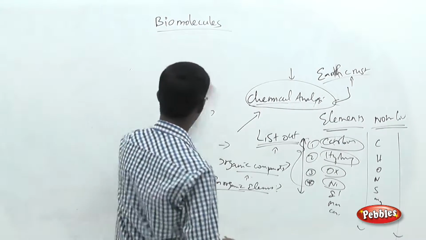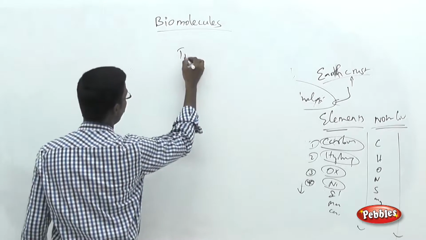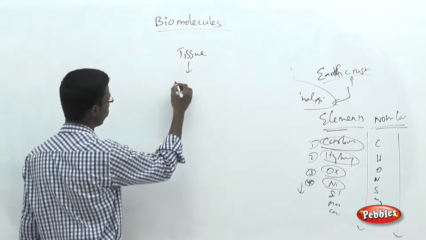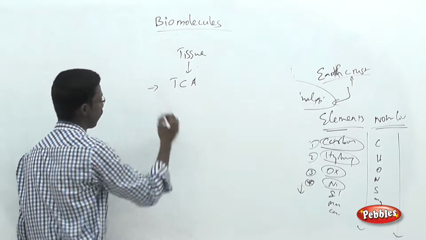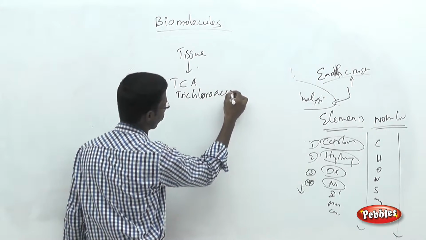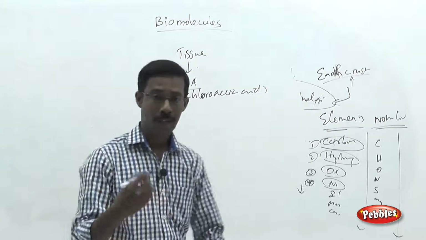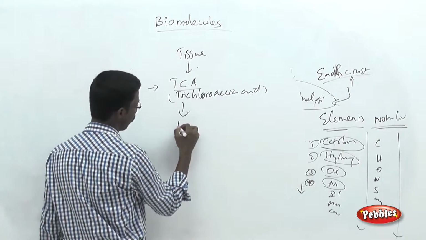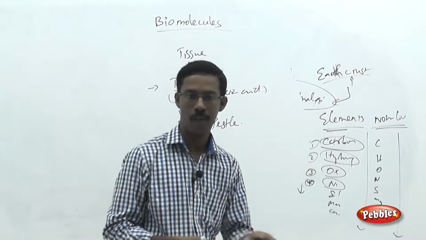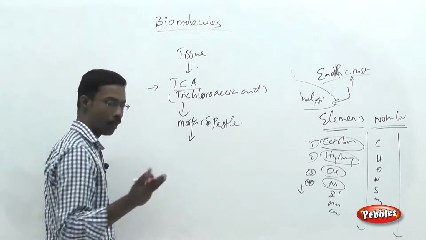For example, as I told you, you are going to take a tissue sample, any tissue. Then you add some substance, some acid. For example, you are going to add trichloroacetic acid, short form TCA. And you are going to grind your sample by means of a mortar and pestle, a grinding stone. You grind your living tissue along with the acid and you will get a paste.